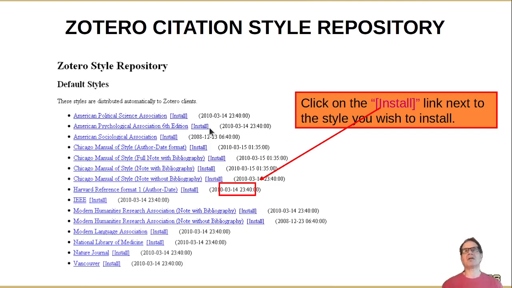As I said, if you want to go get any particular style, you go here, click on install. Most of the default ones will be there that you're going to need, but you never know. Somebody might tell you, if you're submitting to a journal or working with somebody that's going to the American Sociology Association style, they may not be in the default installation, but you can always go add it.